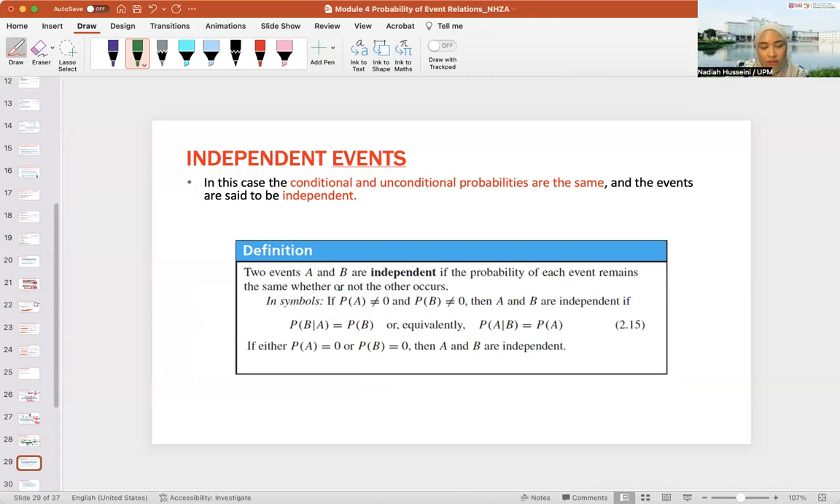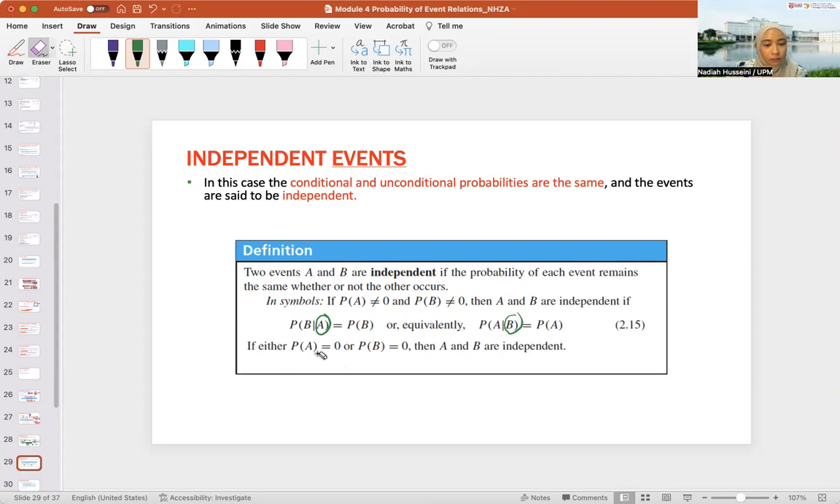In symbols, considering the probability of A is not equal to 0, which means that there is a probability of it occurring, and the probability of B is not equal to 0, then A and B are independent if the probability of B given A is P(B), or equivalently the probability of A given B is P(A). Meaning this info over here does not affect the probability of B. This info over here does not affect the probability of A. It's still the same probability as if we are talking about the entire sample space.